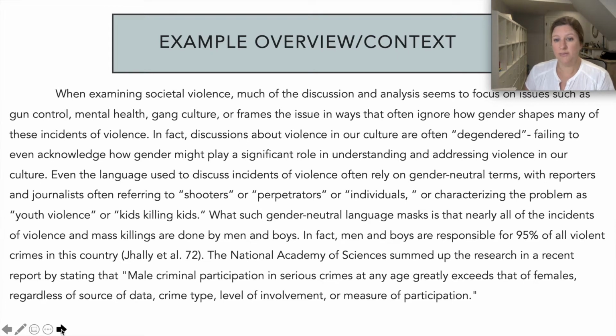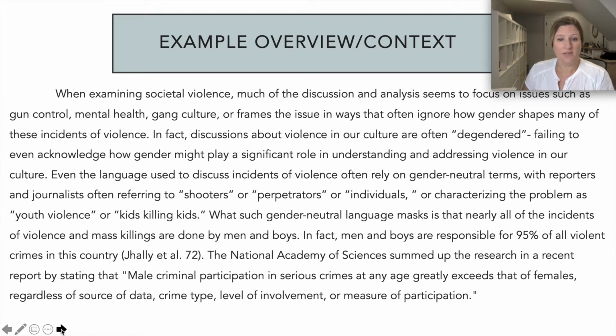In fact, men and boys are responsible for 95% of all violent crimes in this country, and this is an excellent use of sources because you want to remember in this first section I've asked you to use 2 sources. So that's a great way, bringing in some statistics that establish the exigency and show the need for this conversation to happen.